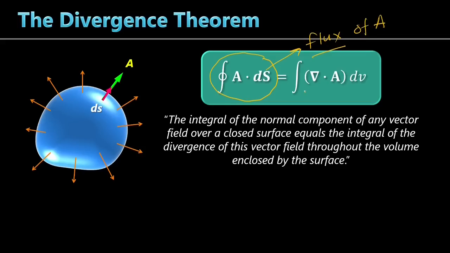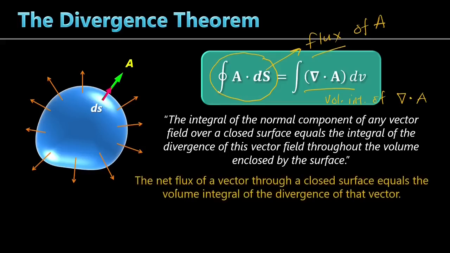Okay? And this is the volume integral of div A, right? So we can simply write this expression in this way, no? The net flux of a vector through a closed surface equals the volume integral of the divergence of that vector. Okay? So, yan yung mas pinaikling statement ng divergence theorem.